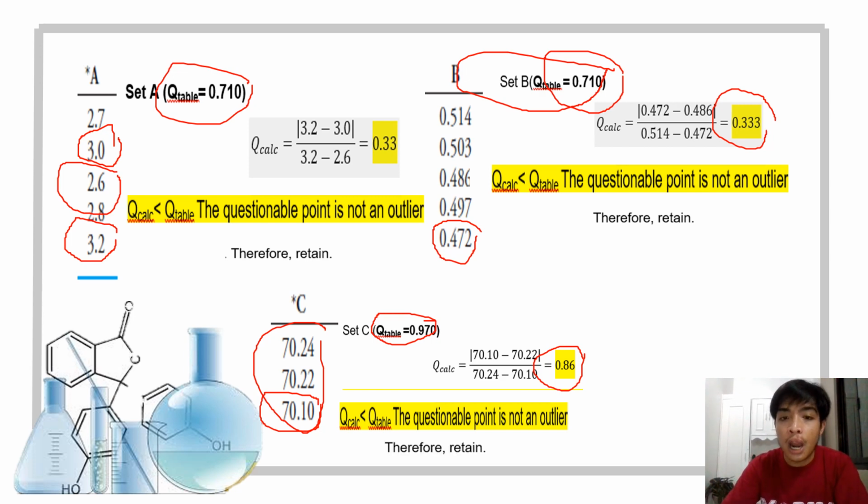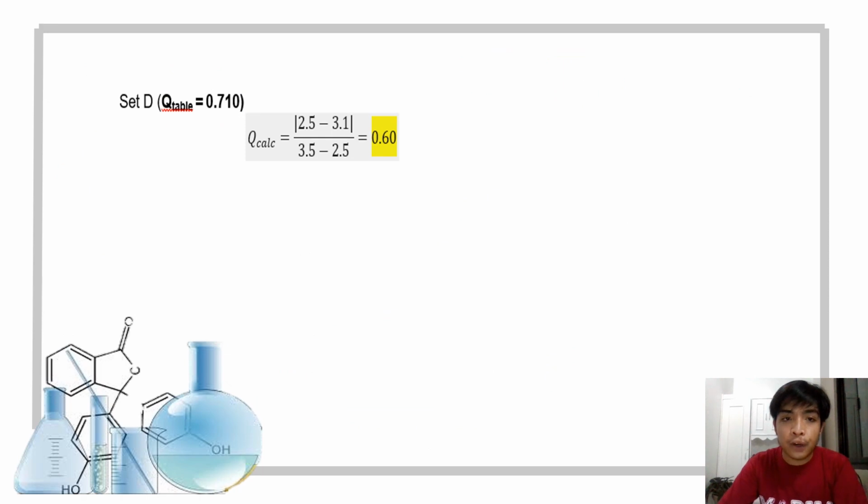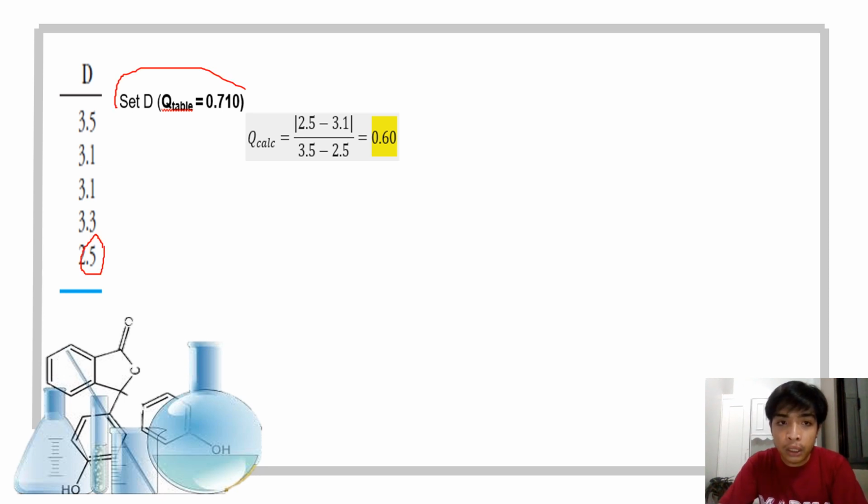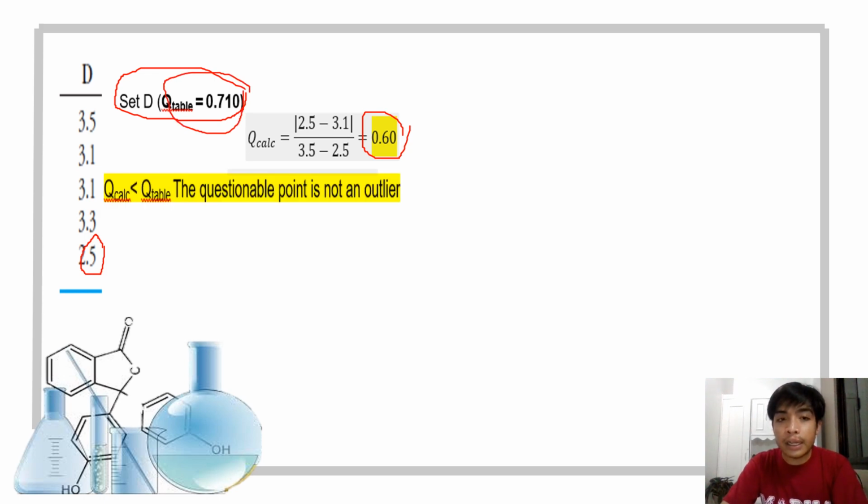Therefore, we will keep it or we will retain it. For the set D, the questionable point is 2.5, and again our Q table or the critical value is 0.710. And from the calculation, we will obtain Q calculated as 0.60. Since 0.60 is again less than 0.710, the Q calculated is less than Q table, which means that the questionable point or the 3.5 is again not an outlier, and we will retain or keep it again.